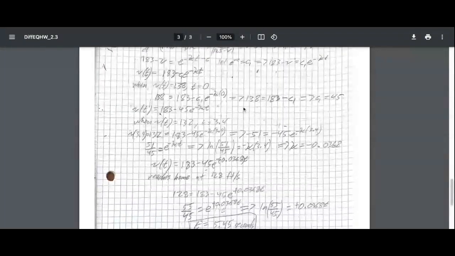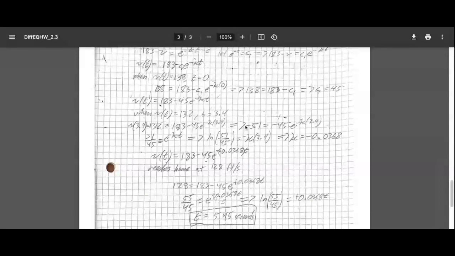so you just have 138 equals 183 minus c1. You subtract and you divide by -1, and you get 45. And so you can plug that into the equation. Now we have v of t equals 183 minus 45 e to the negative kt. And then we can take our second case of when the ball passes third base at 3.4 seconds and at 132 feet per second, and we can plug those numbers in.